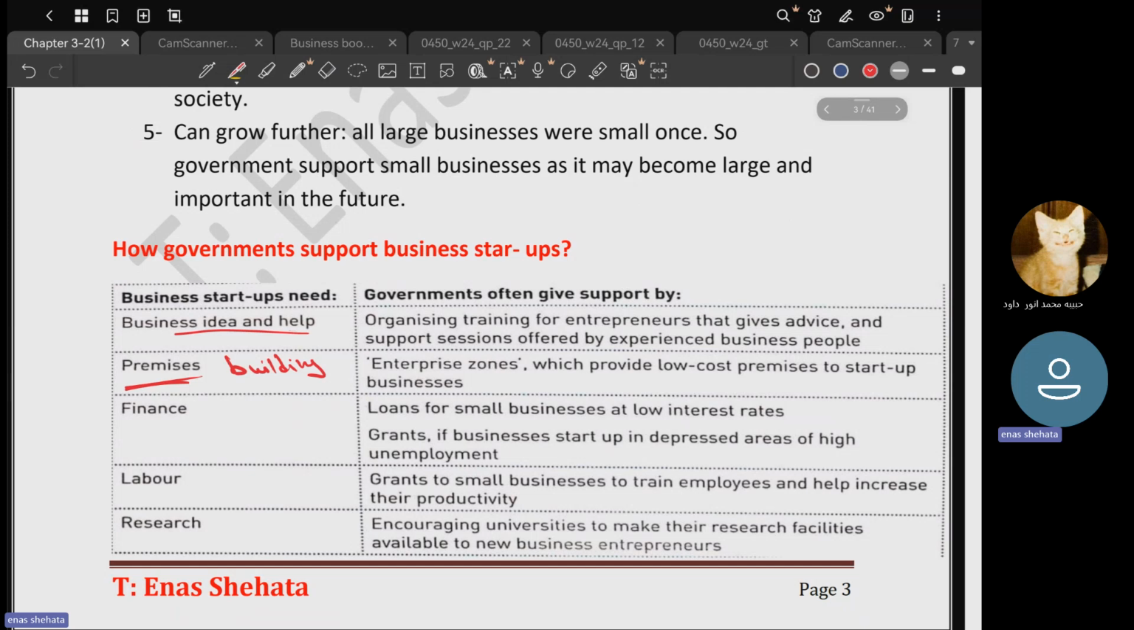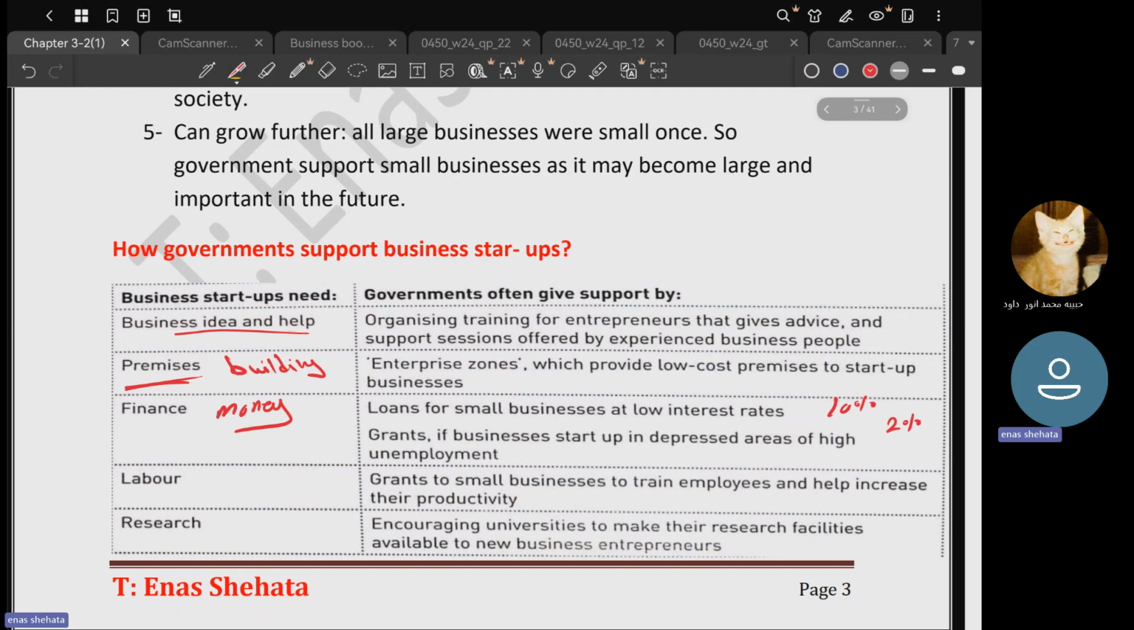Finance. Finance means money. If you see this word finance, it means money. So how do governments help the business with money? They may give them loans with low interest rate. When you take a loan, of course, all of us know that you have to pay interest to banks. For example, the bank offers 10% interest. The government will give you the loan at only 2% or 5%. So I'm encouraging small entrepreneurs or new people to open their business.